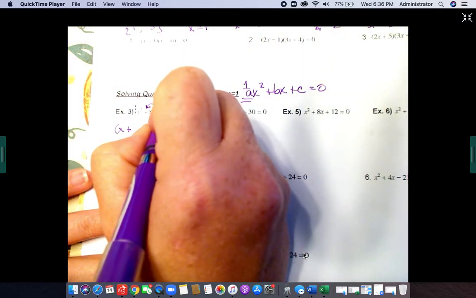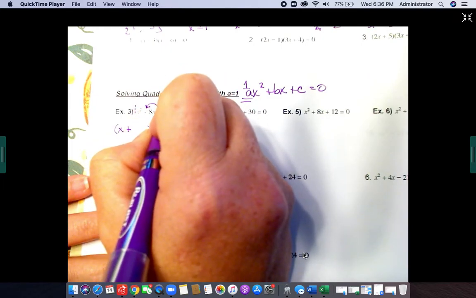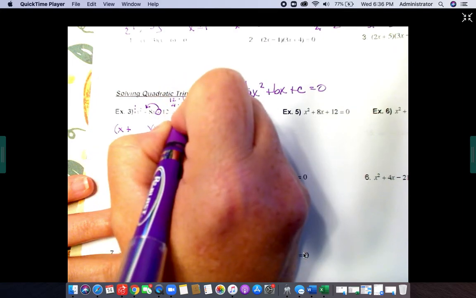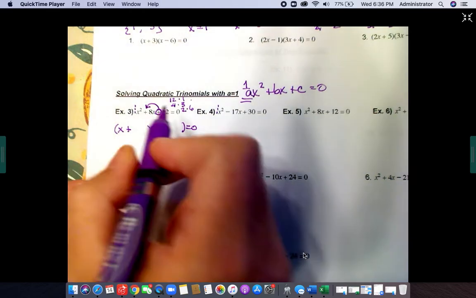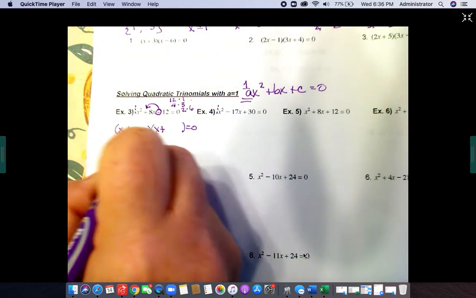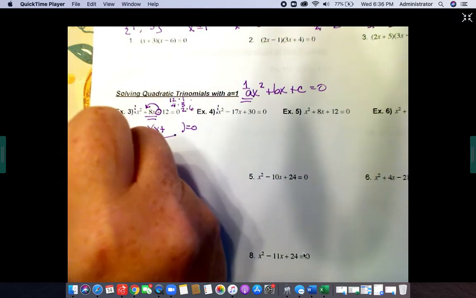And then our job is to think of all the factors we know of 12. We know of 12 and 1. We know of 4 and 3. We know of 2 and 6. And our job would be to find the correct combination where the inner and the outer terms combine to give us an 8x. So think about that.